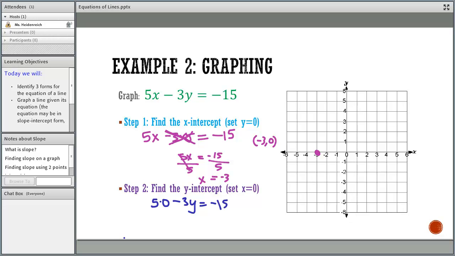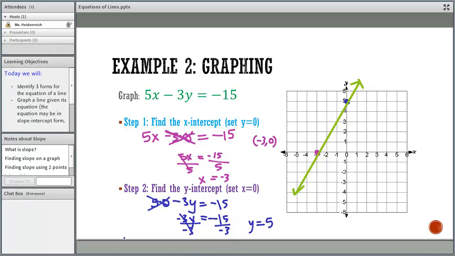I'm solving for y. Don't really have anything there for 5 times 0. So I've got -3y equals -15. Divide both sides by -3. And I'm left with y equals -15 divided by -3, which is a +5. So we'll go ahead and put a point there on the y-axis. And then draw a line through those 2 points. And that is it.